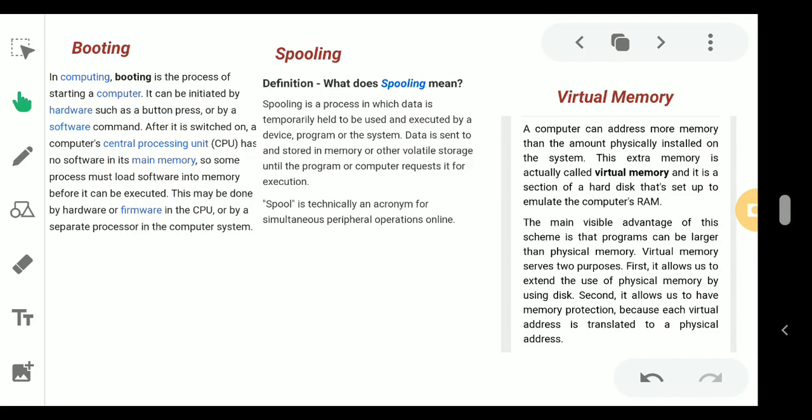Then the components of the operating system are loaded into the main memory. So the whole procedure that I have just described is the procedure for cold booting. Next, another type of booting is also available, that is known as warm booting.